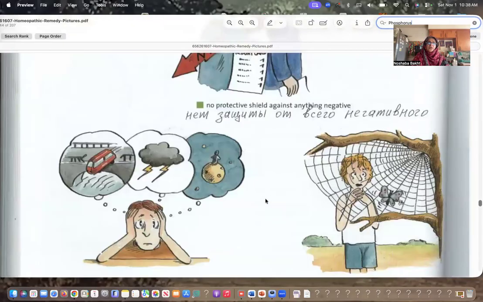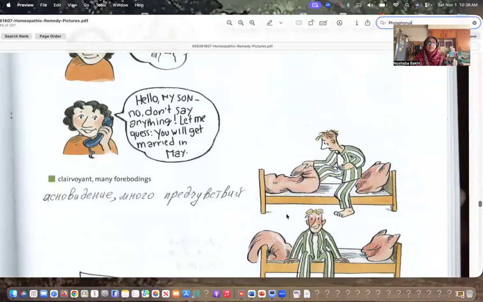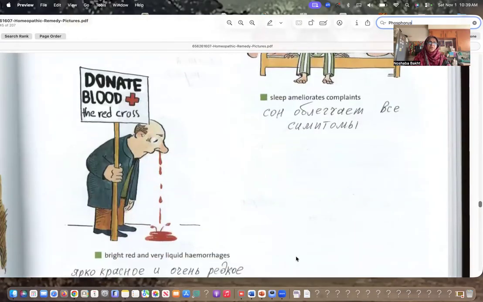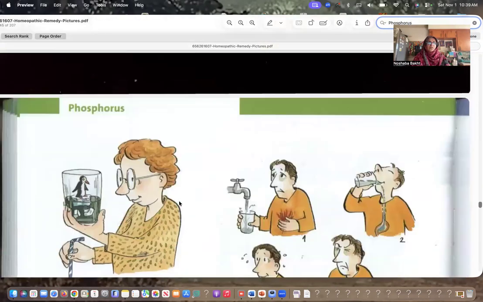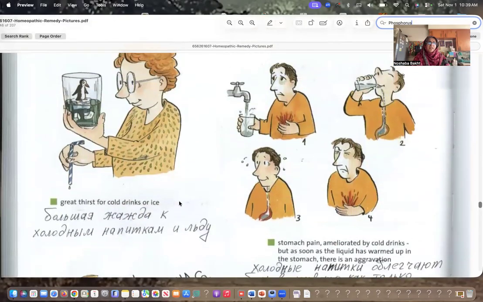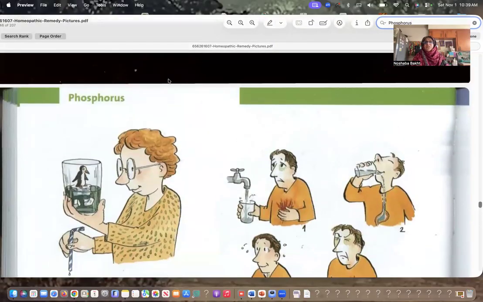So any questions so far? And they're very, very afraid of thunderstorms. They are sympathetic and clairvoyant, and sleep is their medicine. When they go to sleep, they feel so good. Very important thing. And in acute cases, when they bleed, the blood is red and does not coagulate. They love ice cold water. They love to drink water which is very, very cold. Okay, so this is for phosphorus.